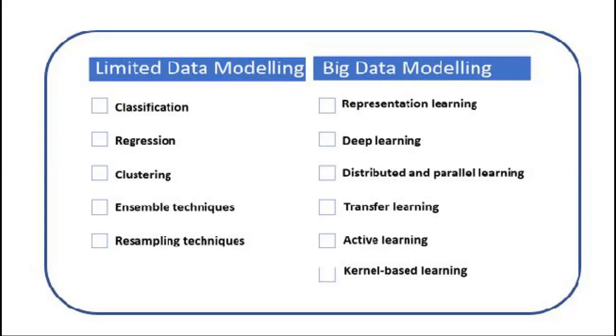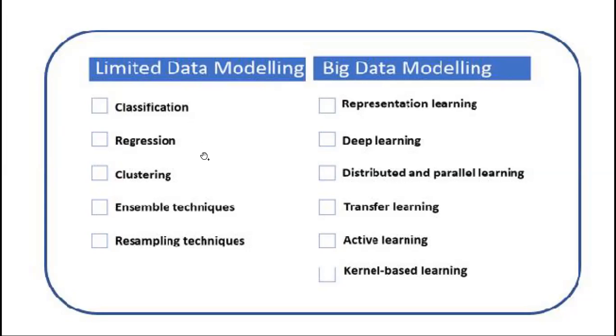Then distributed and parallel learning. In some of the last sessions we have discussed scale up and scale out techniques under big data analytics. That is nothing but distributed and parallel learning, transfer learning, active learning, and kernel based learning. These are some of the data modeling parameters, or you can say the benefits of data modeling, wherein we can achieve the transfer.